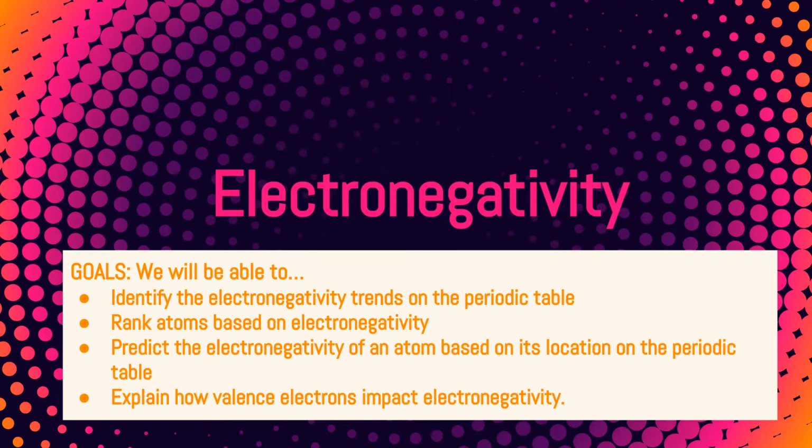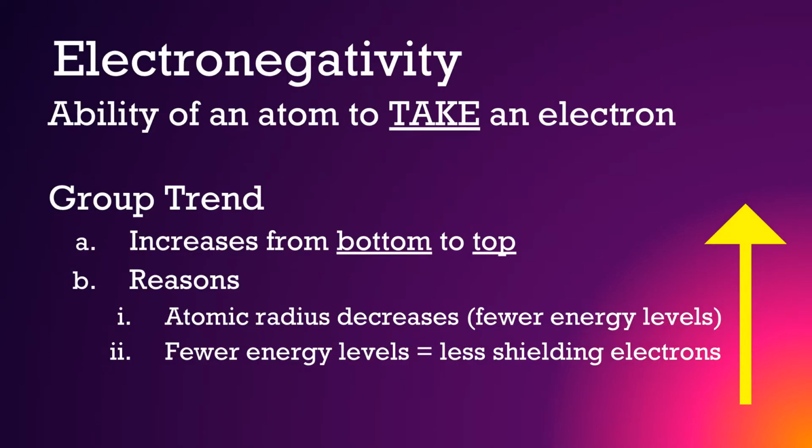The goals for this lesson will be: you will be able to identify the electronegativity trends on the periodic table, rank atoms based on electronegativity, predict the electronegativity of an atom based on its location on the periodic table, and explain how valence electrons impact electronegativity. Electronegativity is the ability of an atom to take an electron.